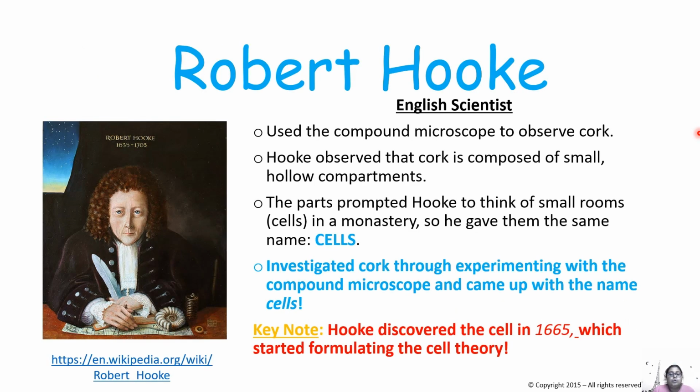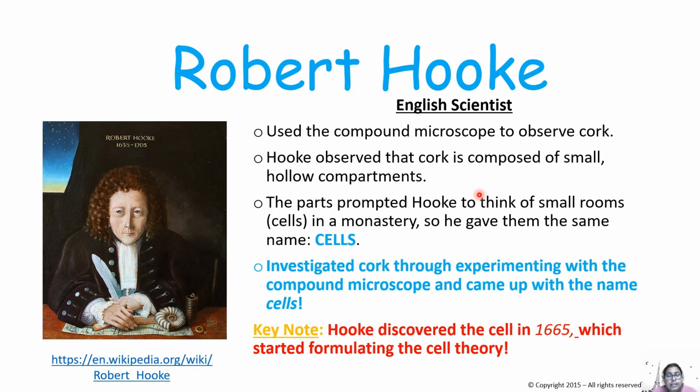Correct. So Robert Hooke was an English scientist. He used the compound microscope to observe the cork, and Hooke observed that cork is composed of small hollow compartments. Correct. And these parts prompted Hooke to think of small rooms in a monastery. So he gave them the name cells. Right. We also call cells in any kind of building, a monastery, or even if we talk about a jail, we can say cells. So that is basically it made him think of these small rooms, so he gave them the name cells.